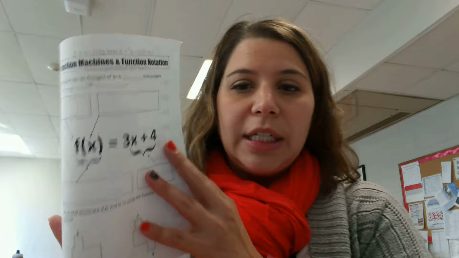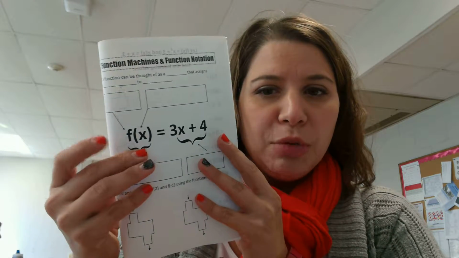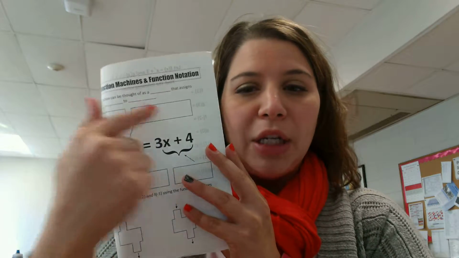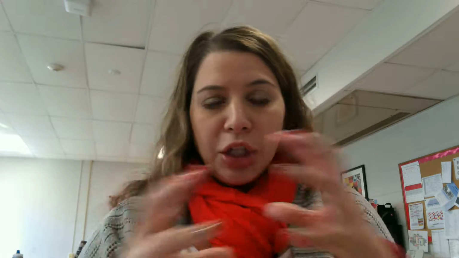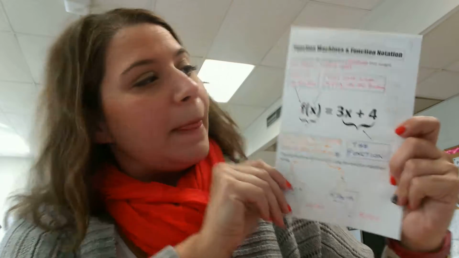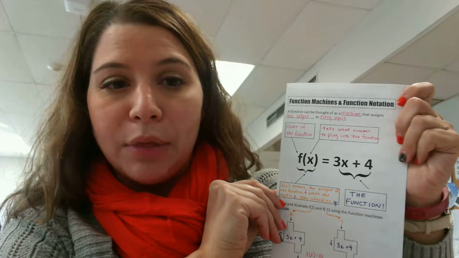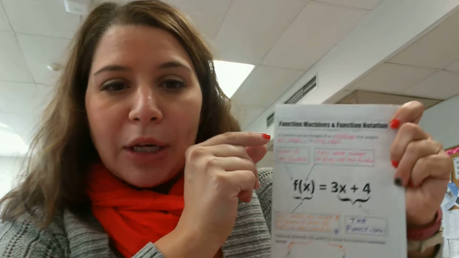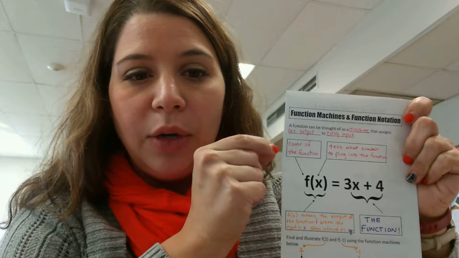So all you're going to do is take that function notation, function machines, and just fold it directly in half just to make a simple book. Now you'll notice that there is some information to fill out here. Keep in mind, a function is like a machine in the sense that you put something in, it does a calculation to it, and it shoots out a value in the output. So that's what we're going to write up here. So you'll notice it says a function can be thought of as a machine that assigns one output to every input. So make sure you have that. If you don't have this written down, you can pause the video here.